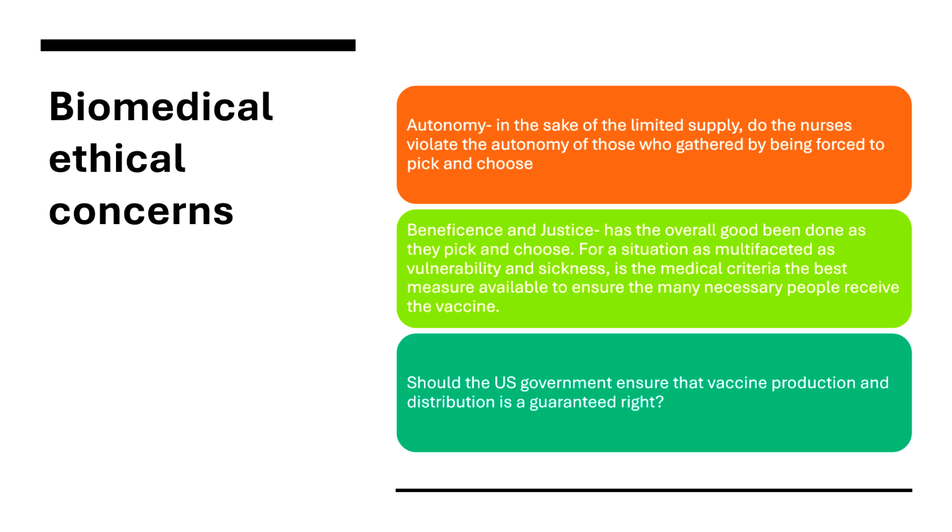And then, should the U.S. government ensure that vaccine production and distribution is a guaranteed right? Currently it seems to be a soft right, which means they won't stop you from getting it, but they will not guarantee that you do have it, which may be an issue.